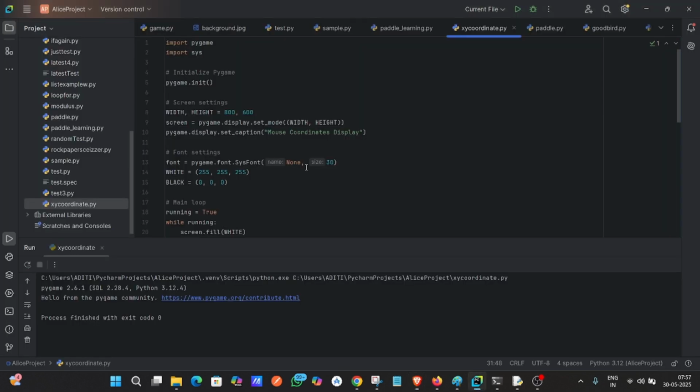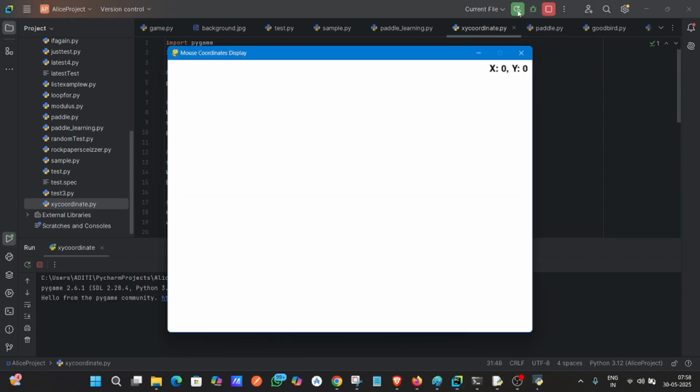Okay, friends. So before we go forward, it's good to understand how x and y coordinates are drawn on your screen. Let me run this and listen to what I'm saying. Look at my mouse cursor. My mouse cursor is at the top left corner, so you can see x equal to 0, y equal to 0.